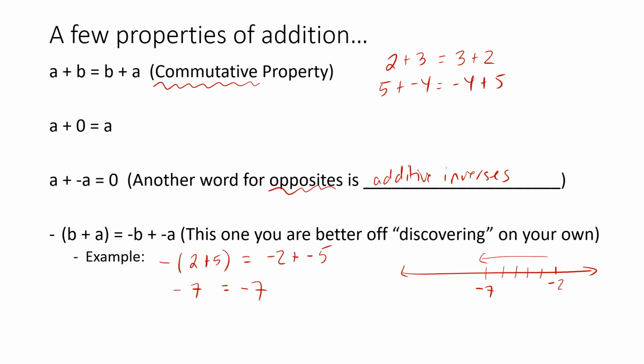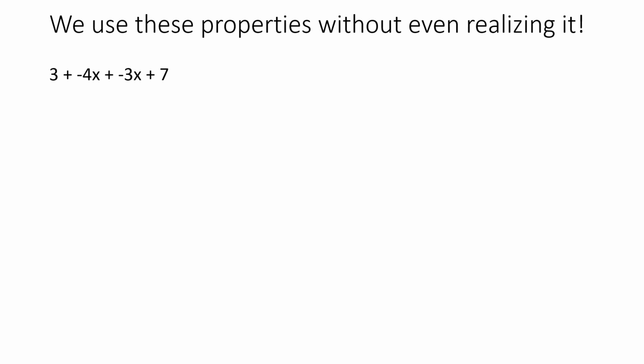Another way people might think of that is distributing the negative, but we haven't really talked about distribution yet, so we won't go there at this time. Okay, we can use these properties without even realizing it, and you will get to the point, but I think it's good for you guys to notice just what's happening, like why we're allowed to do what we do.